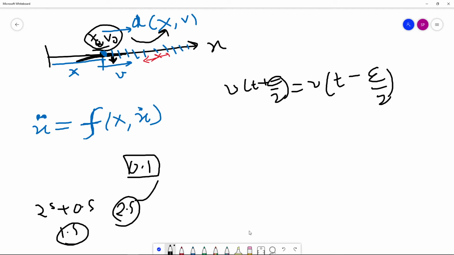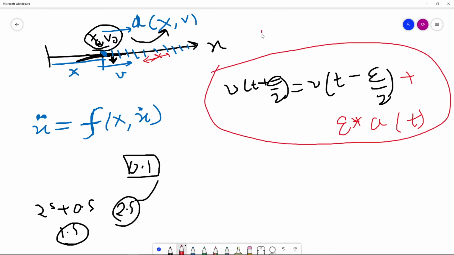Now these are not equal. We are going to add another velocity term. We multiply it, we add something, and that something is this time interval epsilon times the acceleration at the time t, the acceleration in the middle of these two velocities. By middle I mean at the middle time. So we can calculate the new velocity by using the old velocity, right?